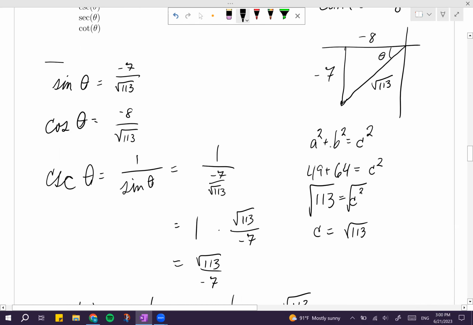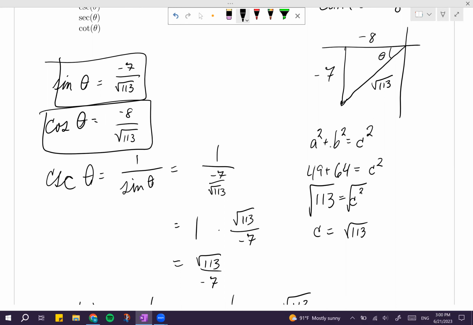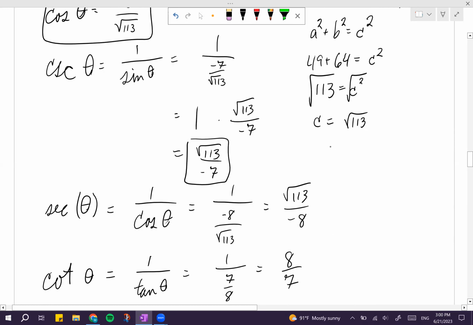My sine is -7 over square root of 113. My cosine is -8 over square root of 113. My cosecant is square root of 113 over -7. My secant is square root of 113 over -8. And my cotangent of theta is 8 over 7.